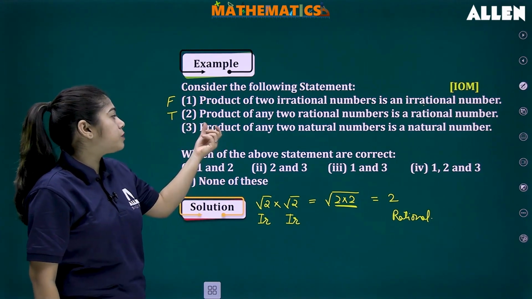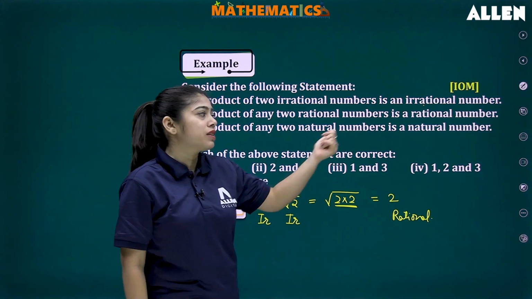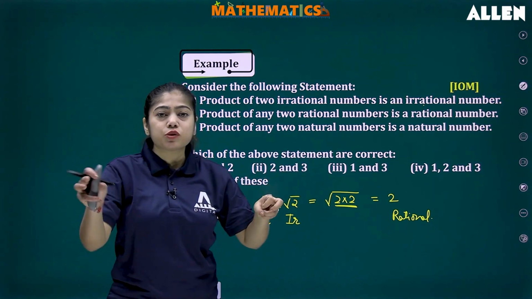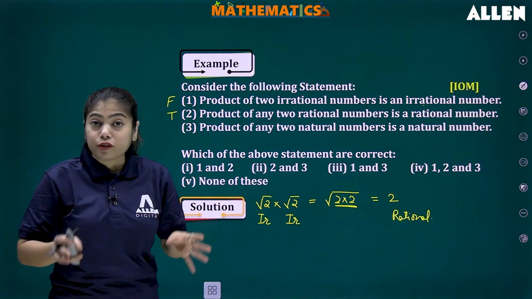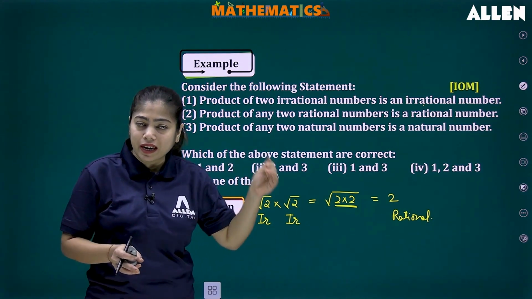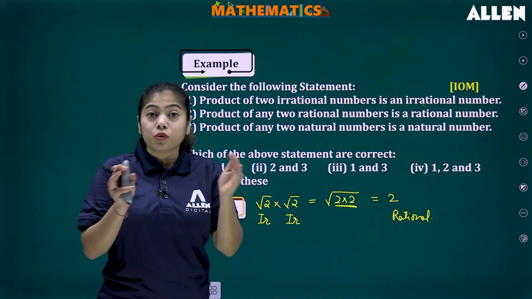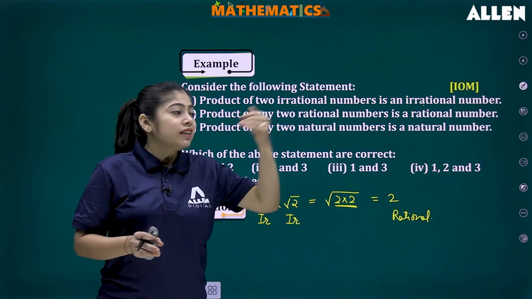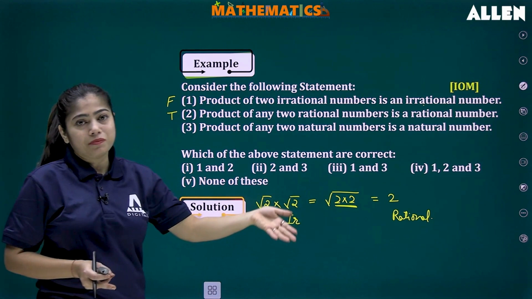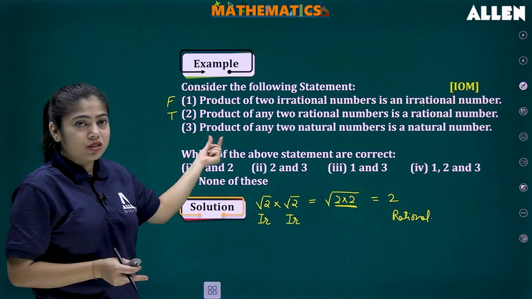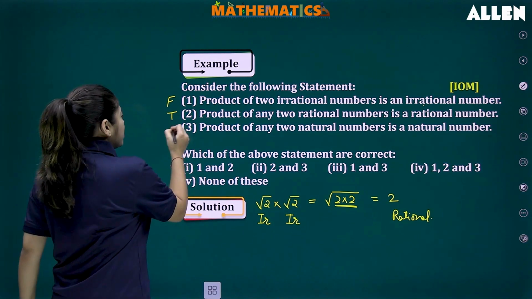Then the third one says product of any two natural numbers is a natural number. So yes class, this is also true. You can pick any two natural numbers. The product of those two natural numbers will always be a natural number. So this is also a closure property. When two natural numbers are multiplied, the answer is always a natural number. So yes, natural numbers are closed under multiplication. So this is also true.